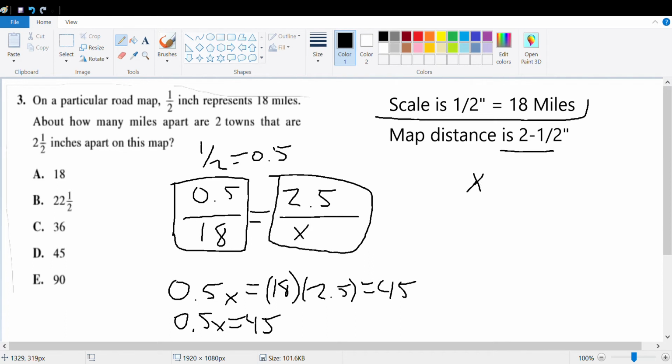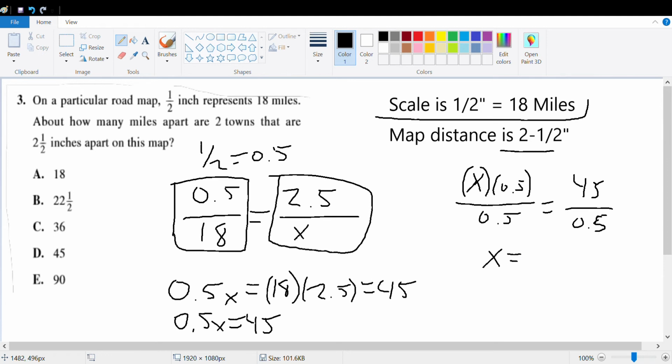x times 0.5 divided by 0.5 is equal to 45 divided by 1/2, because whatever you do to one side, you do to both. So plugging that in the calculator, that cancels off. 45 divided by 0.5 is 90. And the units on this are miles. So we look over here, and the answer is 90.